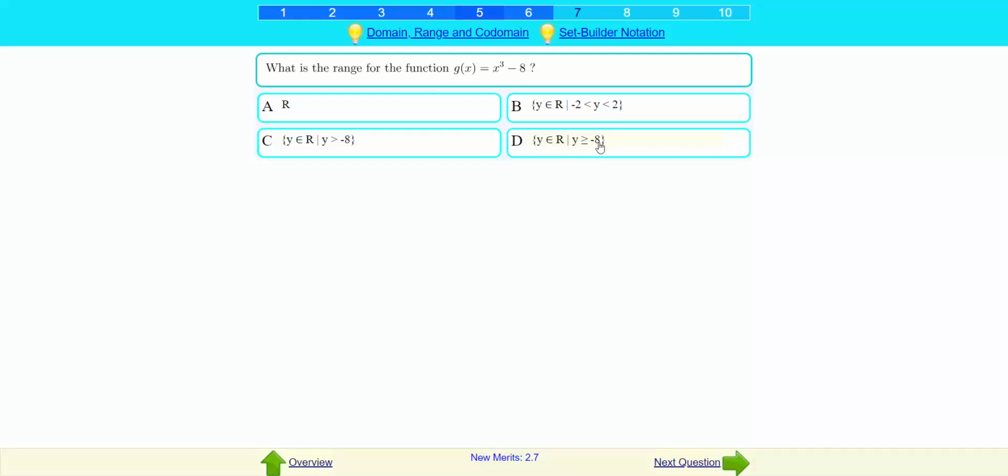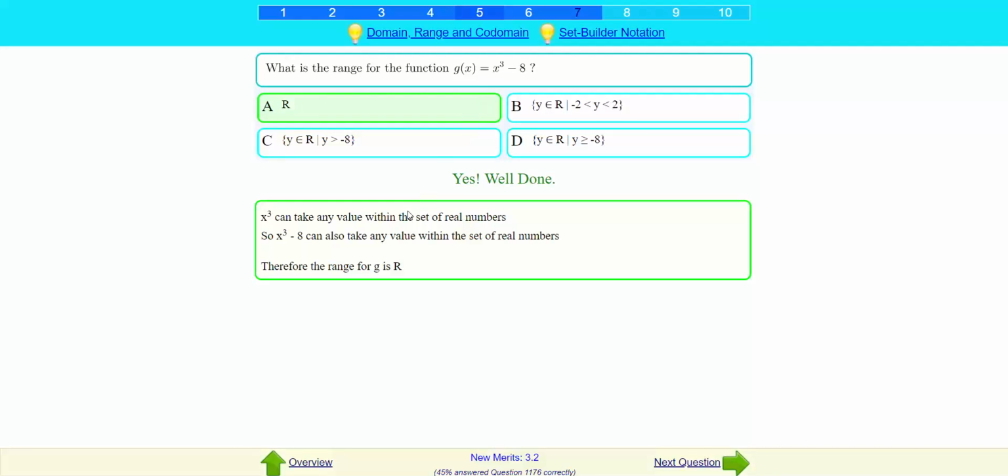X greater or equal to negative 8. You could go like negative 10. So go for R. It can take any value within the set of real numbers. So x minus 8 can also take any value within the set of real numbers. Therefore, the range of g is R. Yeah, if our assumption is correct. So in this case you can take any number. If you take minus 8, you could also take minus 10. There's no harm in that.